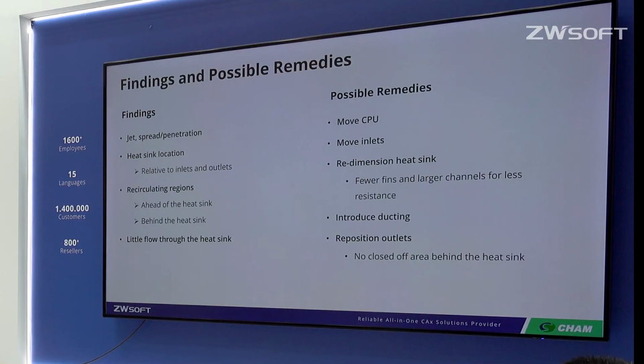So we found that the air flowing into the domain penetrates quite far into the domain rather than spreading out. We also see that the lower jet just travels through the enclosure, not really interacting much with the geometry. We see that the upper jet was interacting only partially with the heatsink, which is not very effective. We then also identified two regions of recirculation, one upstream of the heatsink and one downstream of the heatsink.